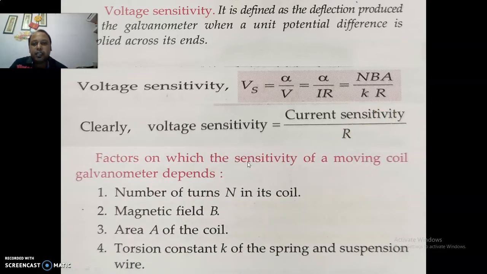Now you can easily determine the factors on which the sensitivity of a galvanometer depends. It depends on N, the number of turns of the coil. It depends on the applied magnetic field B. Then it depends on the surface area of the rectangular coil, and the torsion constant K of the spring and the suspension wire. So K depends upon the suspension wire, which we consider as the phosphor bronze strip, which is more suitable, having a larger value of tensile strength.